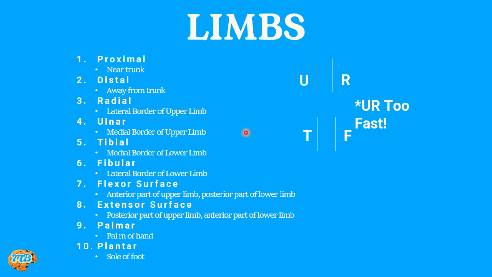Palmar refers to the palm of the hand, and plantar refers to the sole of the foot. The back of the hand is called the dorsal part of the hand, while the top of the foot, the opposite of the sole of the foot, is called the dorsal part of the foot.